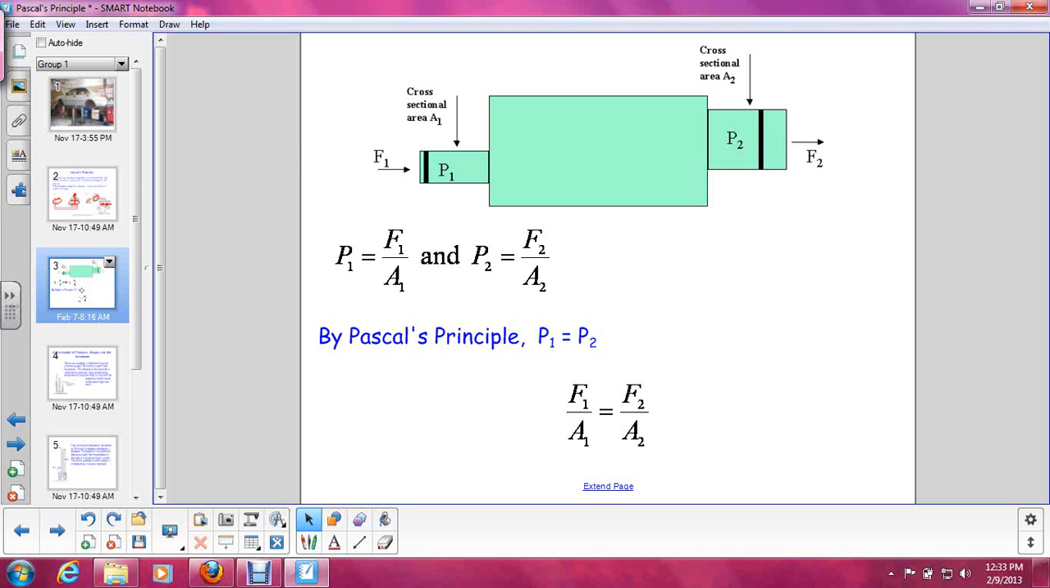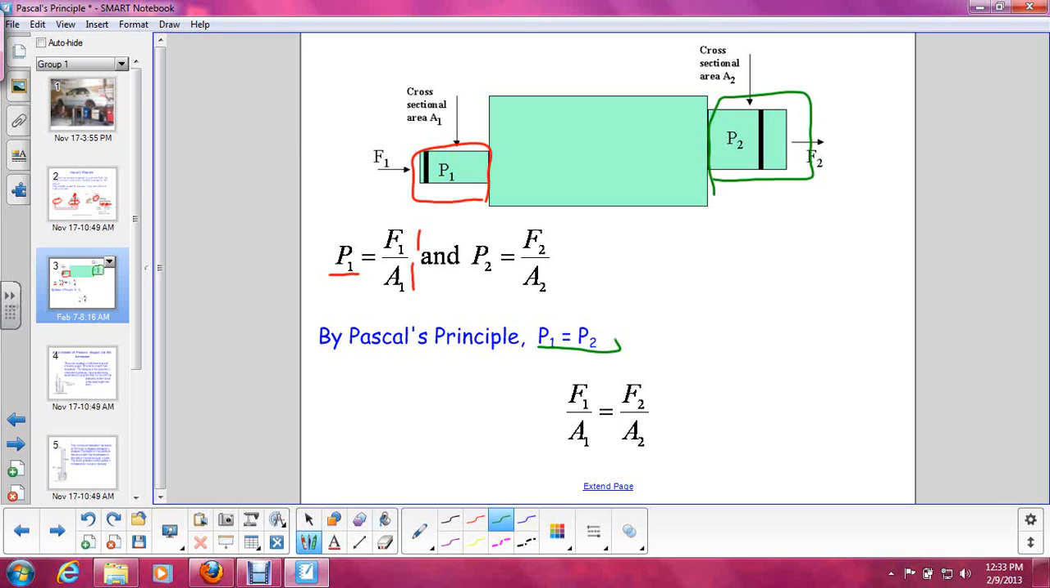So we know that our equation for pressure is force divided by area. If we have one area here and another area here, and we know that an increase in pressure on one of these has to be the same as an increase in pressure in the other, we can set these two equations equal to each other. So we get the force divided by the initial area is equal to the force divided by the final area. And this is how the hydraulic lift works.